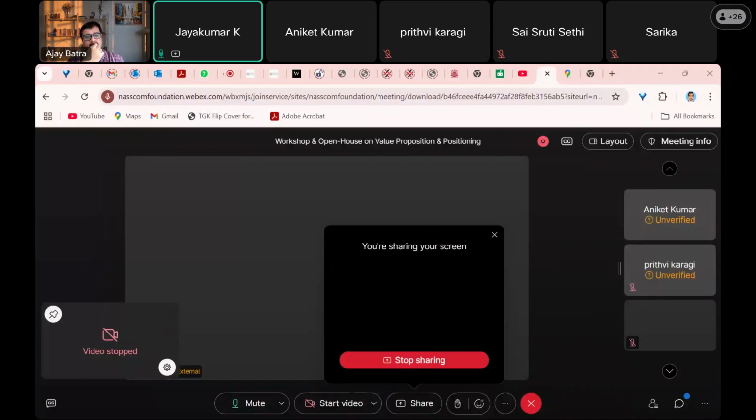Sir, can you see my screen? I can, but there's nothing on it, Jayakumar. Is my screen shared? We can see the notification. You are sharing your screen, but not your actual slide. No, we can't see. Okay, I will check.